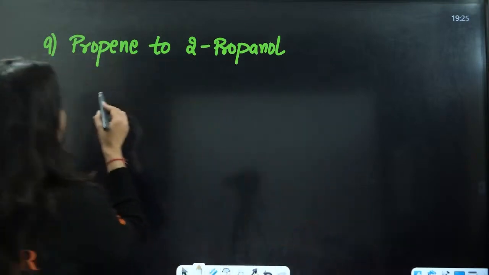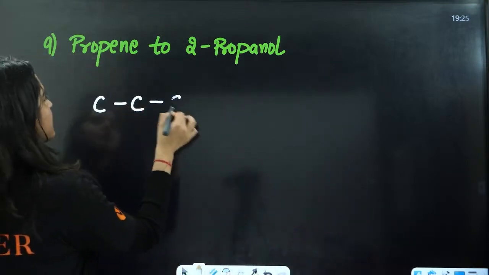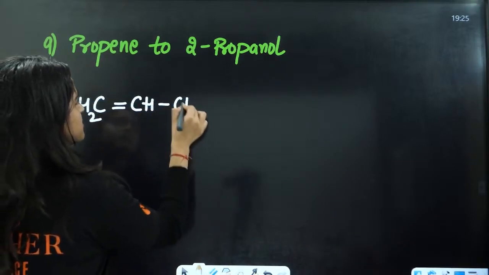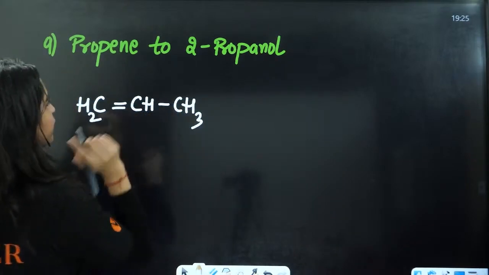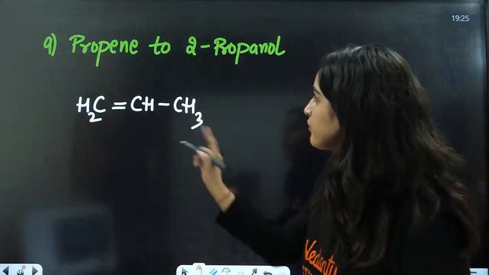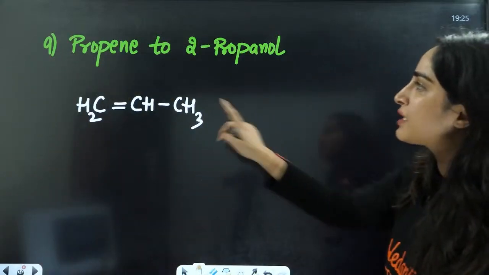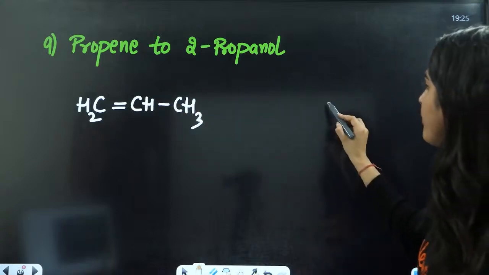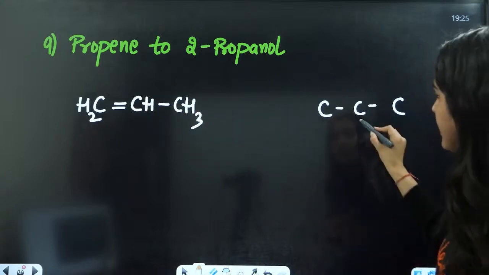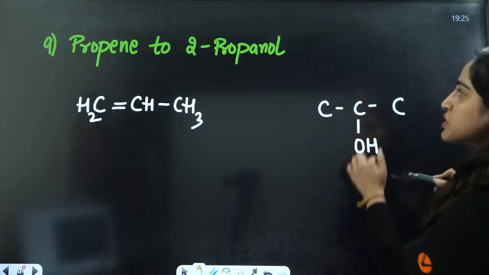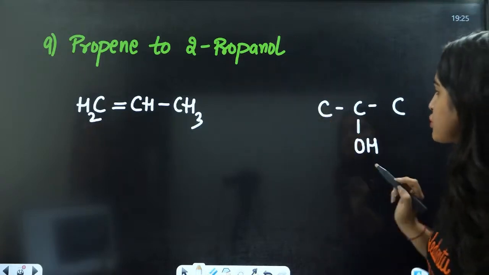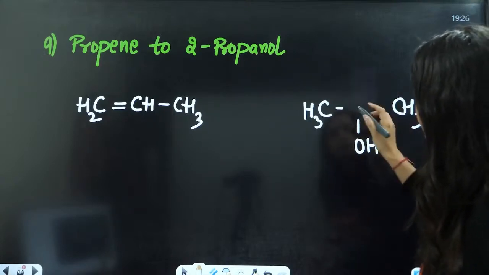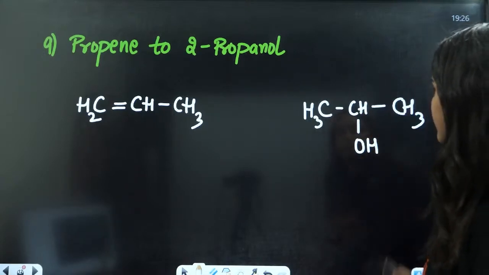Next is propene to propanol. You have propene here, with carbons 1, 2, 3. We are going to convert propene to 2-propanol. On the second position you have the OH here. This is CH3, this is CH, and this is CH3, right?